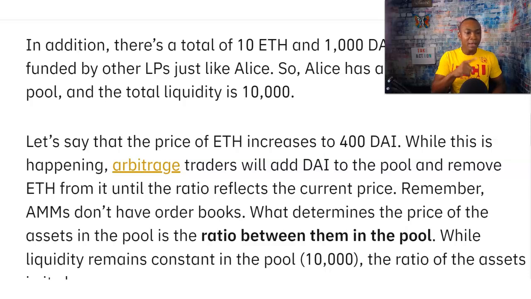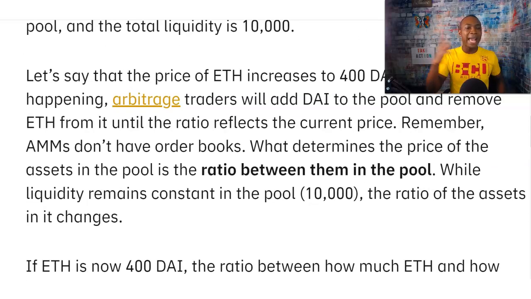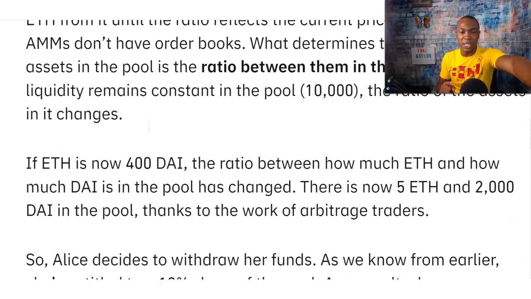Remember, AMMs don't have order books. What determines the price of the asset in the pool is the ratio between them in the pool. Let me read that again. What determines the price of the assets in the pool is the ratio between them in the pool. While liquidity remains constant in the pool, 10,000, the ratio of the assets in it changes. See, something's always changing. You got to be aware of the changes.